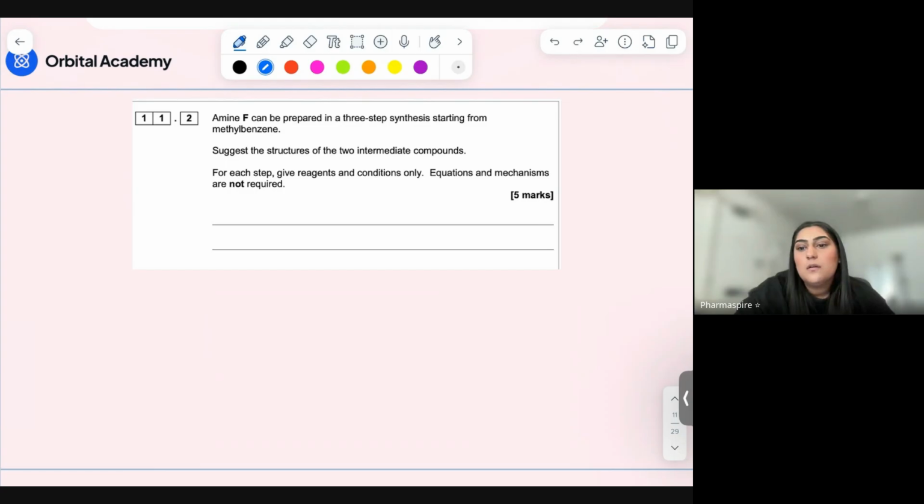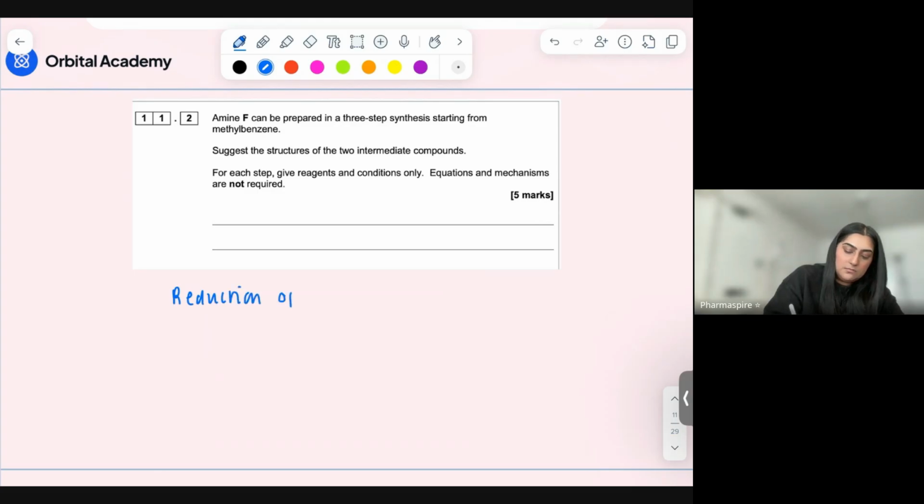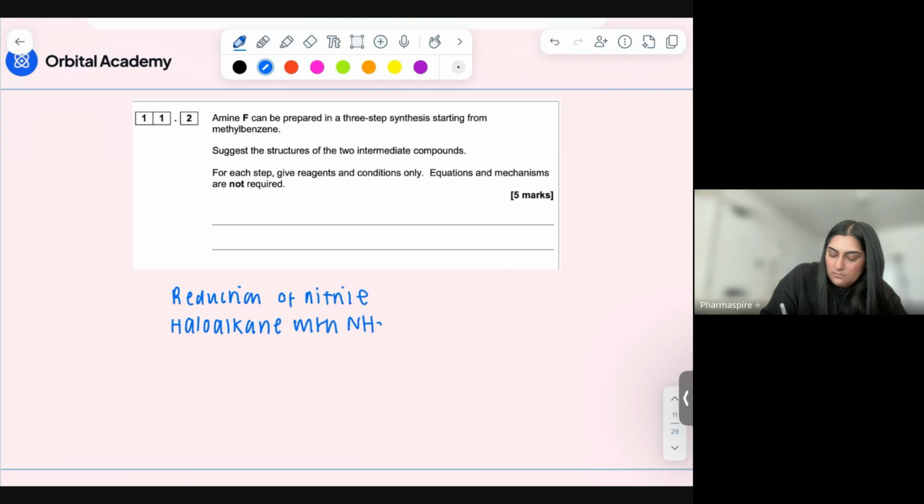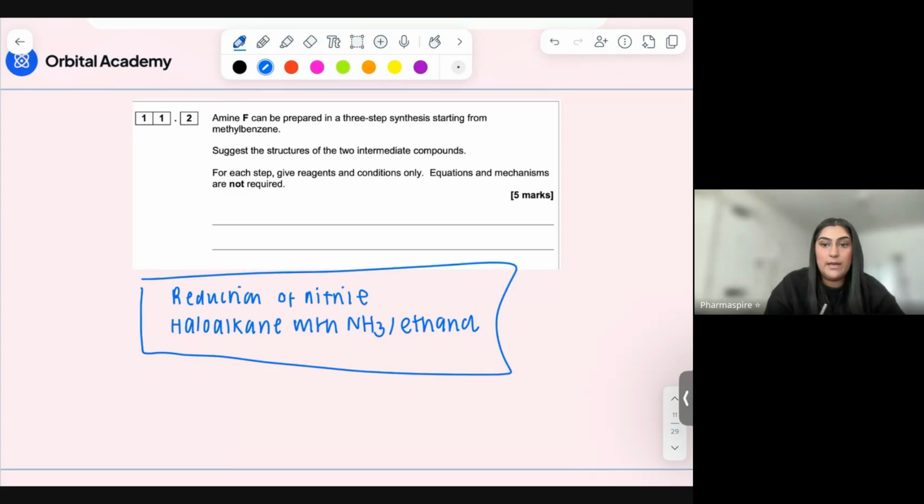Okay. So yeah, everyone knows you can do reduction of a nitrile. And then you've got haloalkane with NH3 and ethanol. This is so important. These are the backbone of amines. So you need to get these written down, okay?